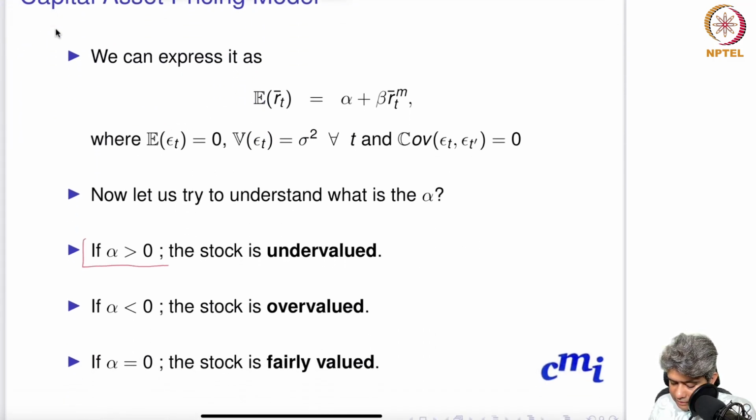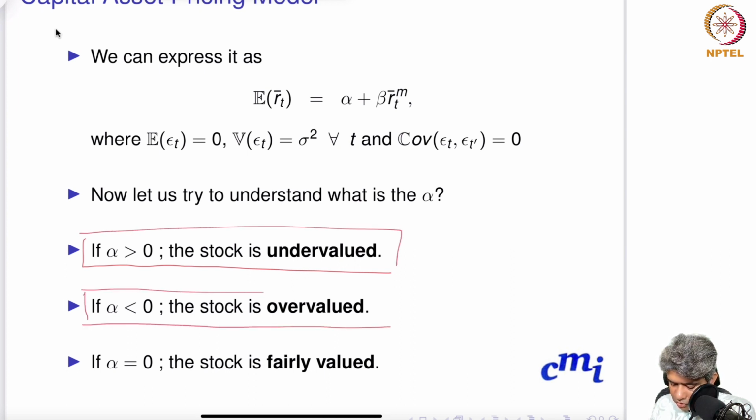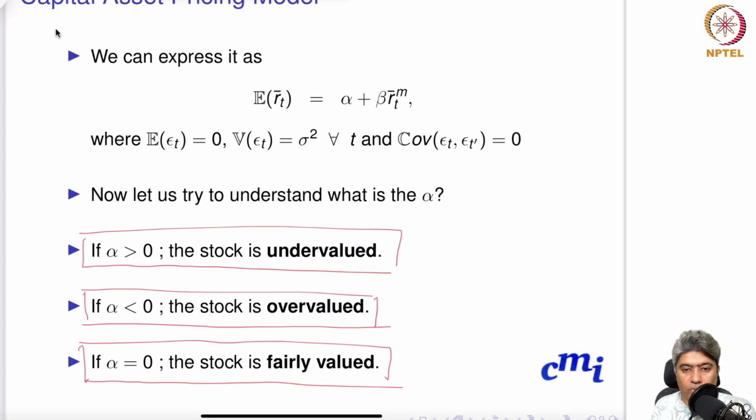Similarly, if alpha is greater than 0, then the stock is undervalued. If alpha is less than 0, then the stock is overvalued. And if alpha equal to 0, then the stock is fairly valued.